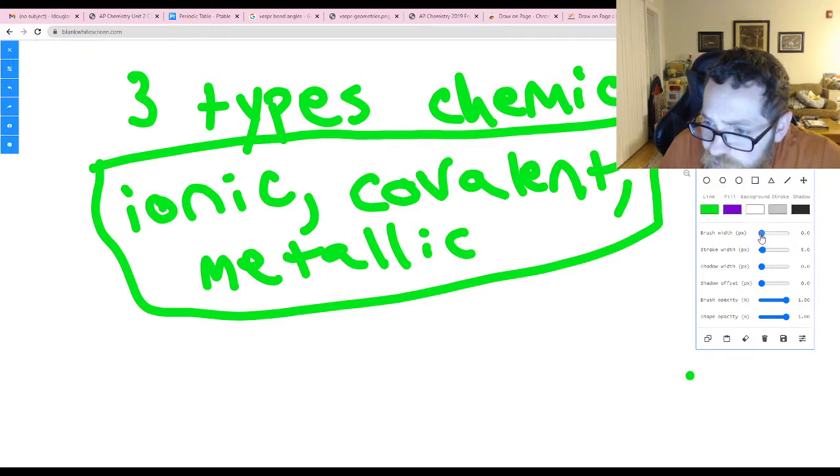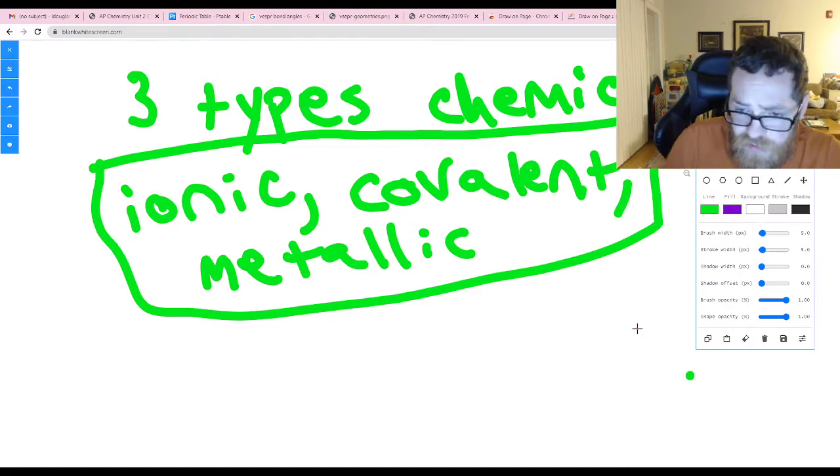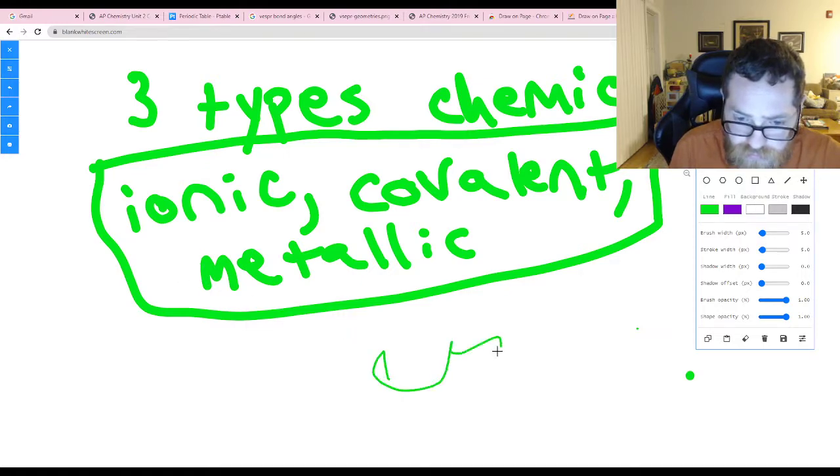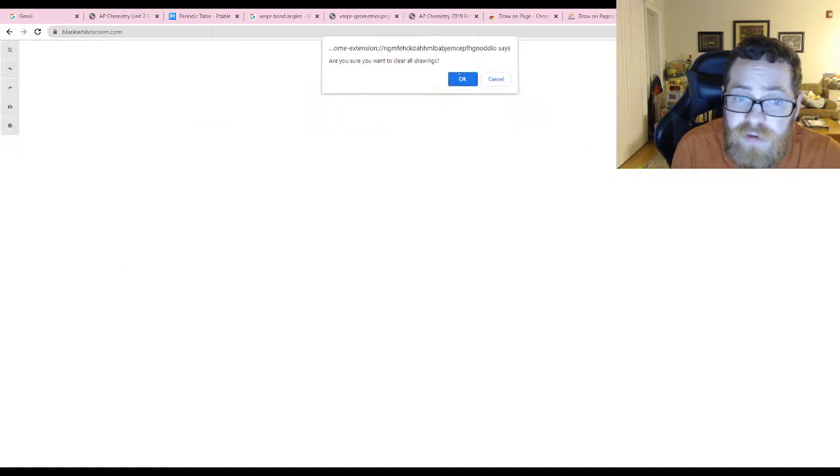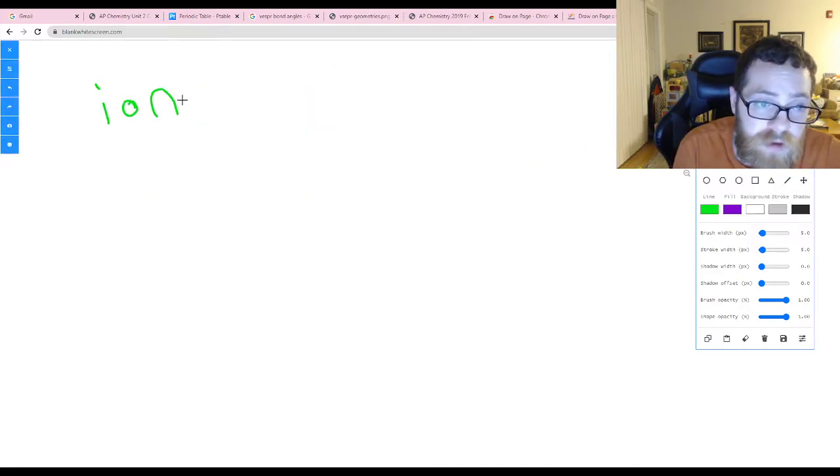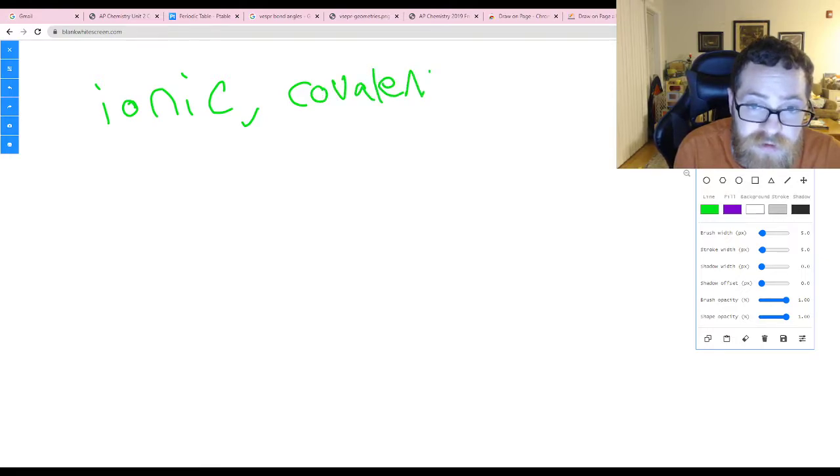I'm going to make this writing a little bit smaller. Sorry, guys. Let's go for 3 on that. Let's see how that goes. That's better. Alright, so ionic, covalent, and metallic.